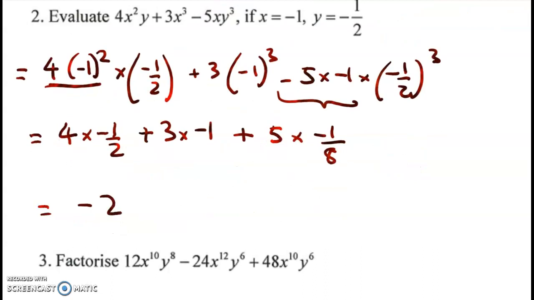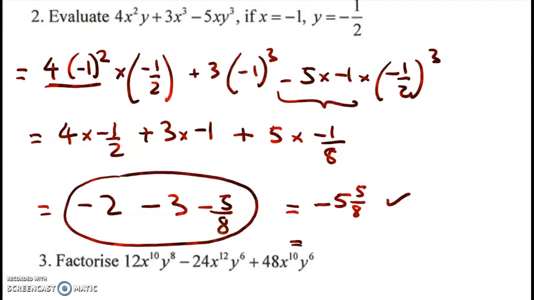And here we get -2 minus 3 minus 5/8. And we can clean that up very quickly to give me -5 and 5/8. So that's correct. So just think about that on your number line, right? It's easy because it's all takeaways. And we could write that as -45/8. So either of those is fine.